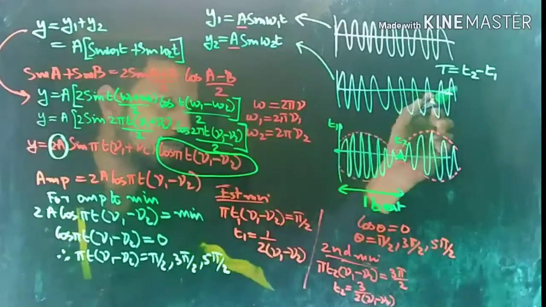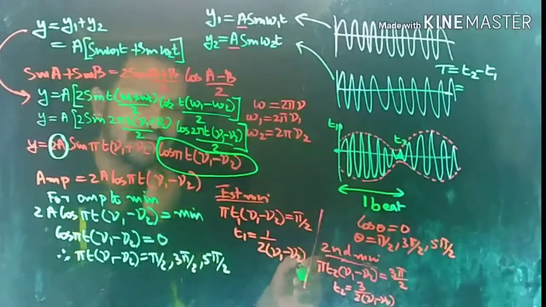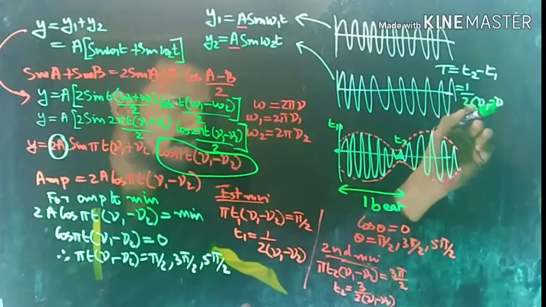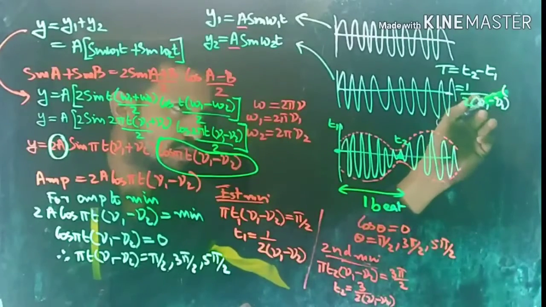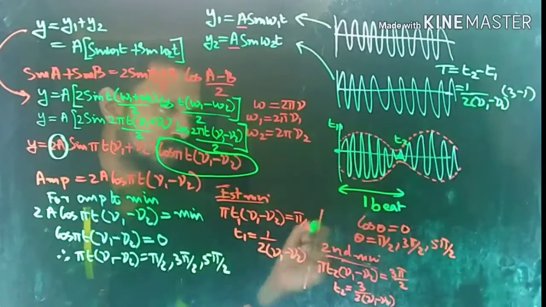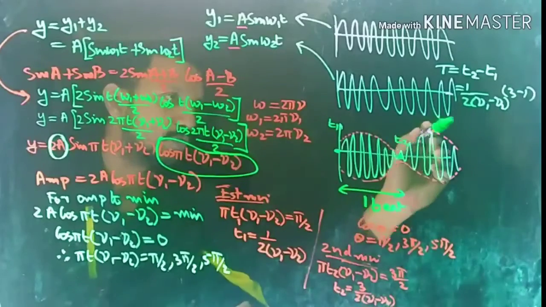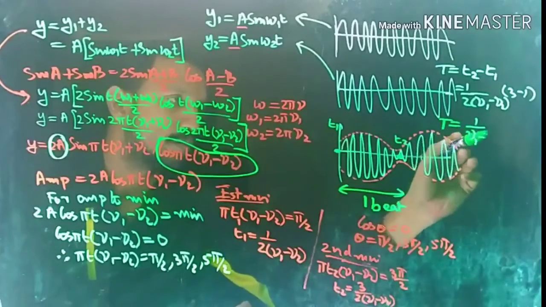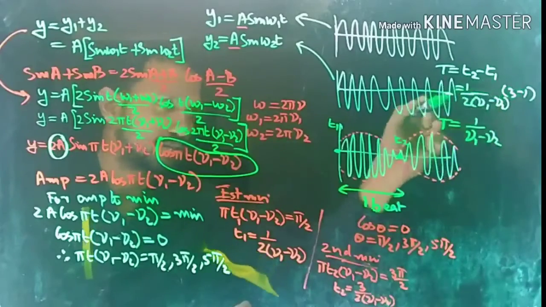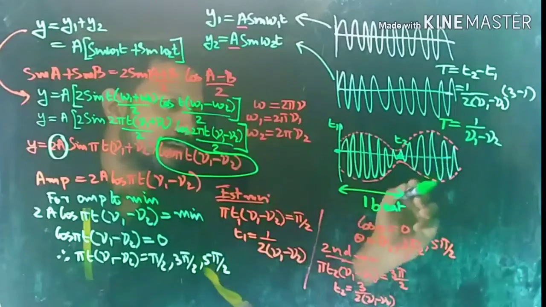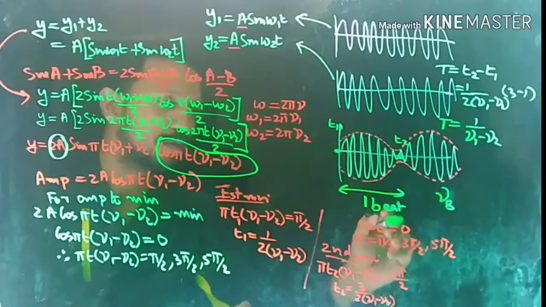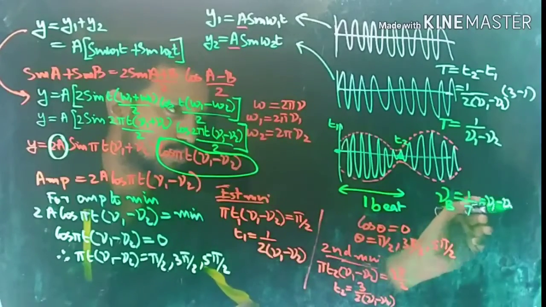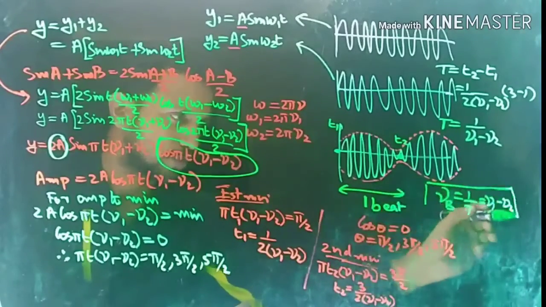Substituting the values, we can take 1 by 2 into nu 1 minus nu 2 common. Then the remaining is 3 minus 1, which is 2, and this 2 gets cancelled. Therefore, beat time period t is equal to 1 by nu 1 minus nu 2. Then the beat frequency, which is the reciprocal of the beat time period, will be equal to nu 1 minus nu 2. And this is the answer for our problem.